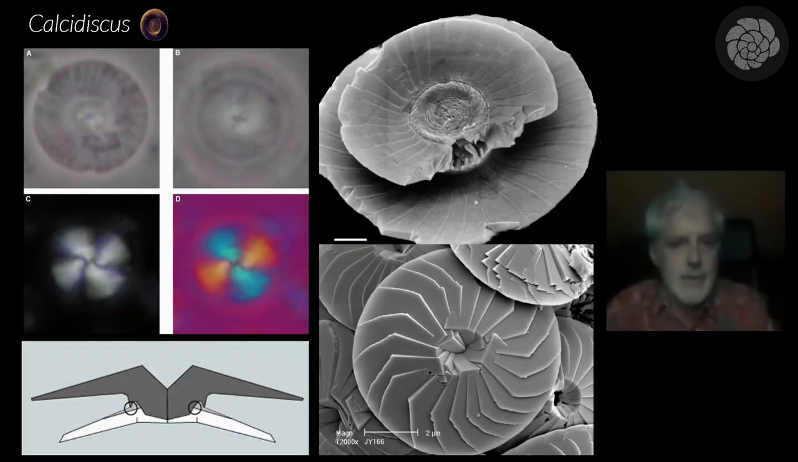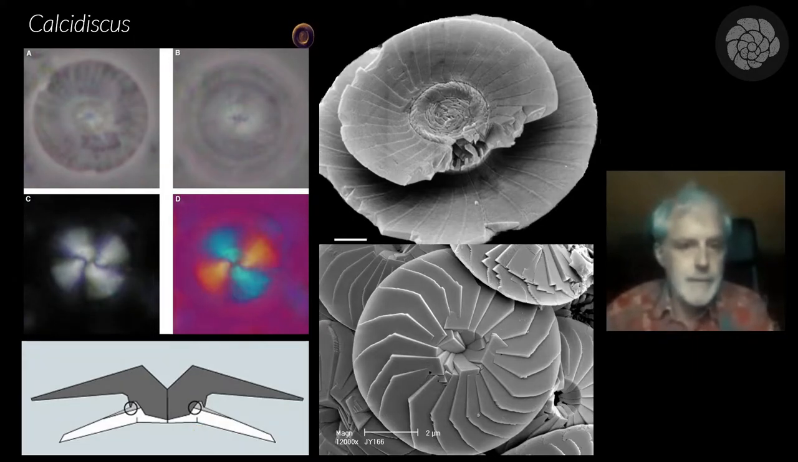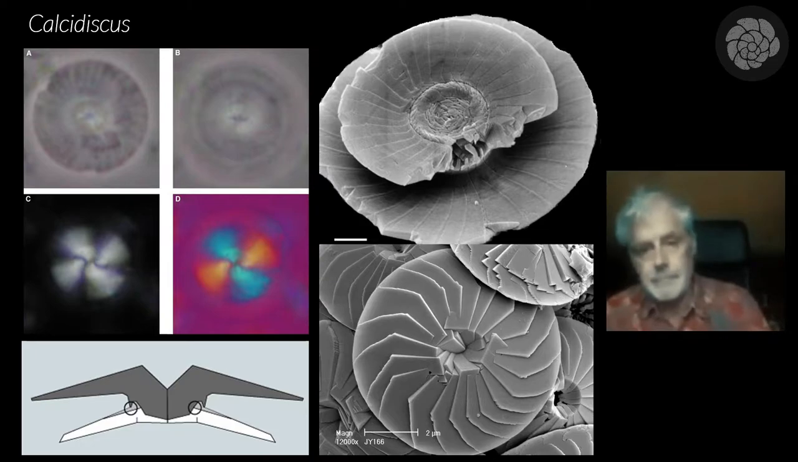Chiasmolithus is a Cenozoic one, which forms a similar sort of pattern, with the distal shield formed of V units and the proximal shield formed of R units. Here, these are four images of the same coccolith. You can see in phase contrast the V unit appearing dark, and it's the whole distal shield, whereas in cross-polarized light, all we can see is the proximal shield, which is substantially smaller and strongly birefringent.